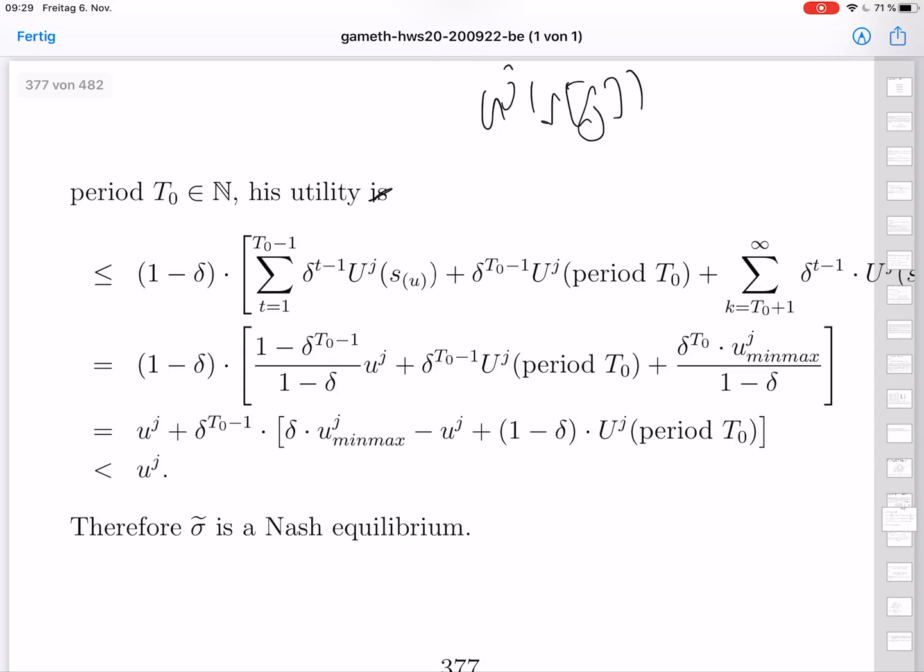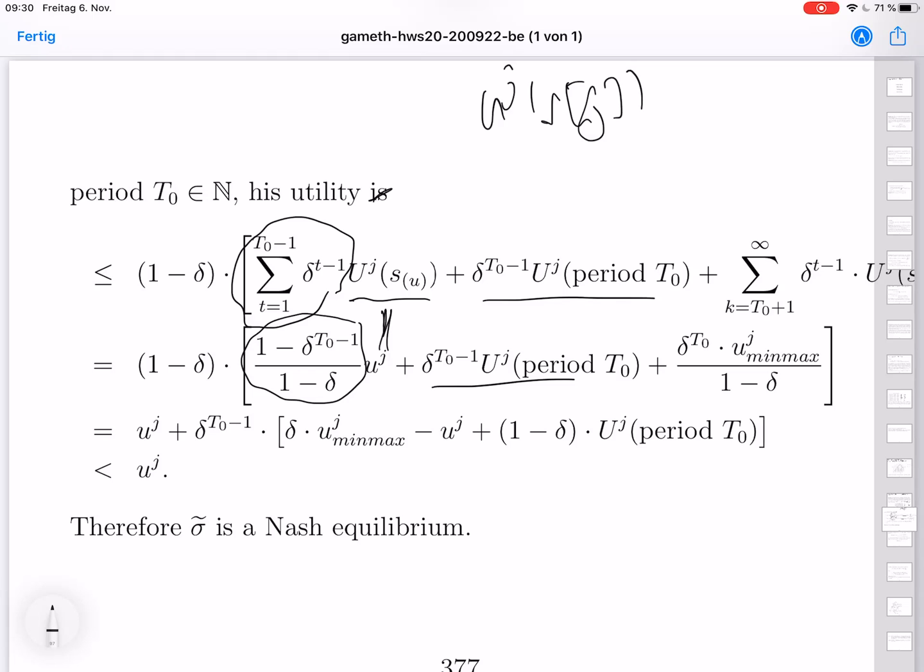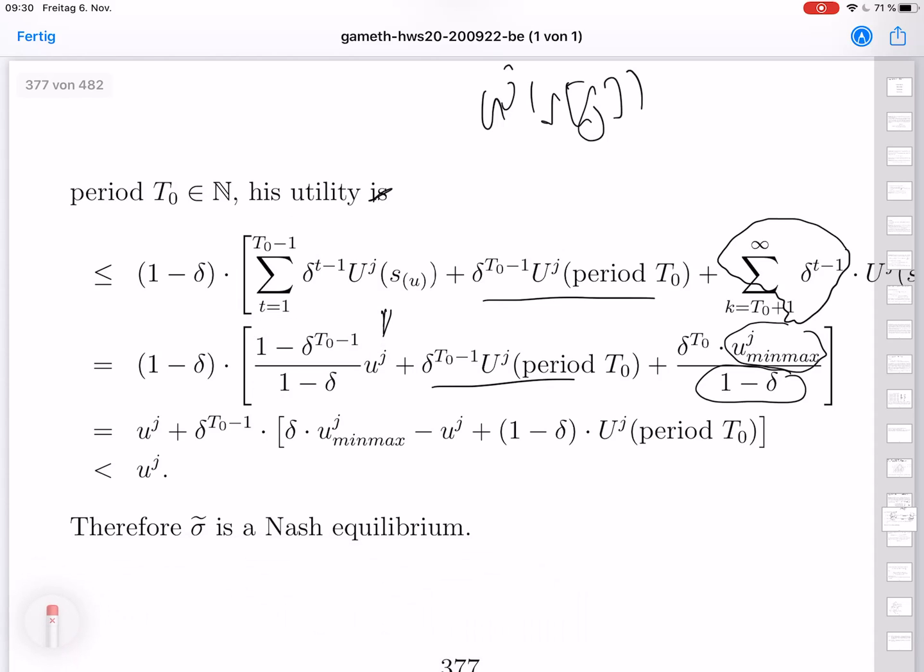So now I calculate these things. Here this value is constant, it's equal to U_J. And then this series here is a finite part of a geometric series, it gives this value here. Then this is kept as it is. And here I take out the power delta up to T0. And then I have this constant value U_J min-max. And the geometric series here gives 1 over 1 minus delta. So now I erase all these parts here.